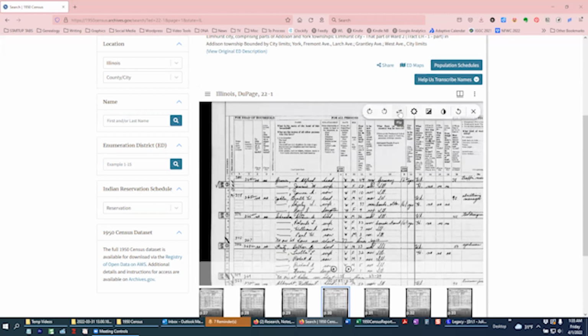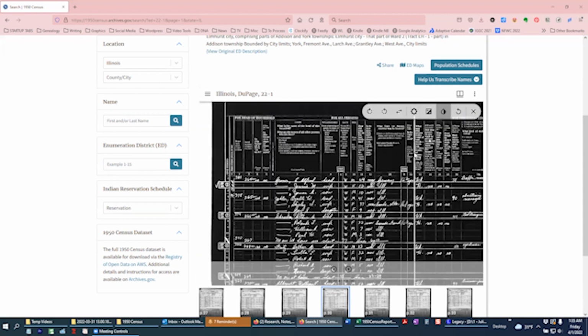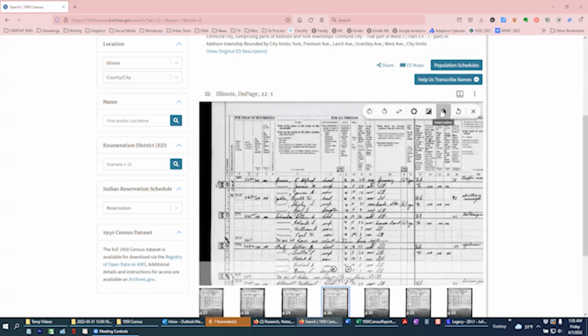And you can flip it if you would need to for some strange reason. You can adjust the brightness, the contrast. You can invert the color so we can make it white on black. Sometimes that's easier for people to read. You can revert the image back to the way it was if you made a bunch of changes.